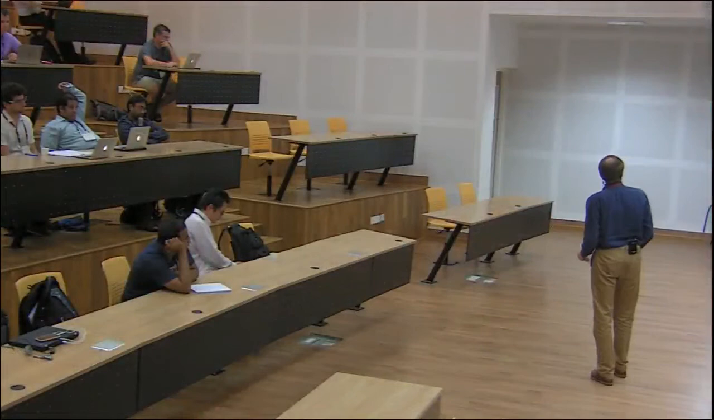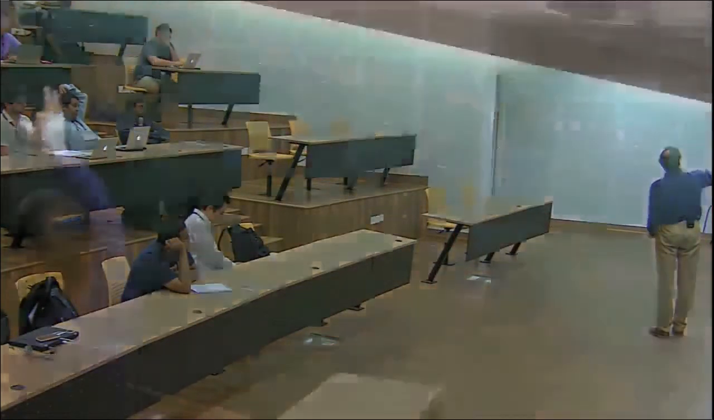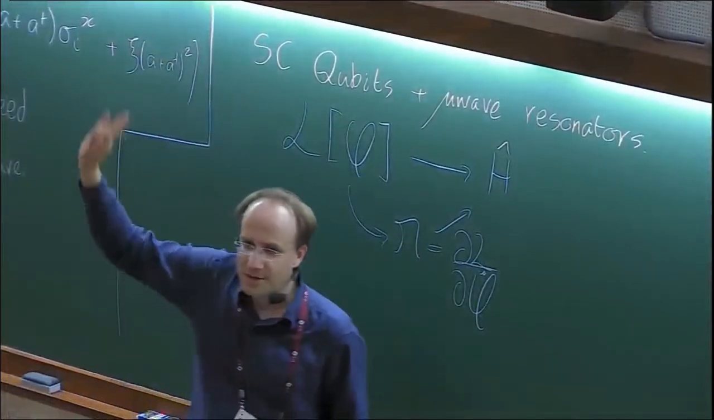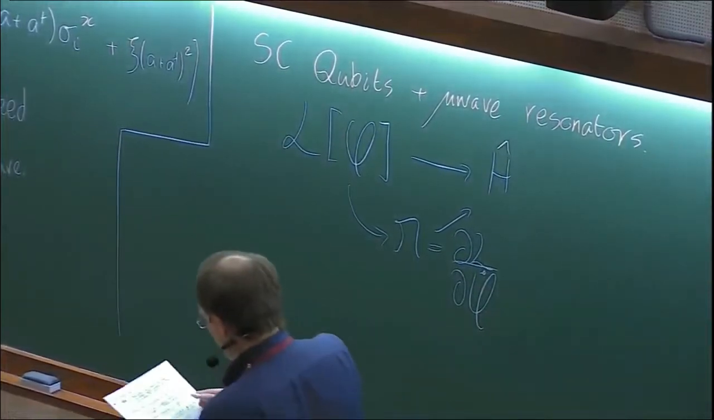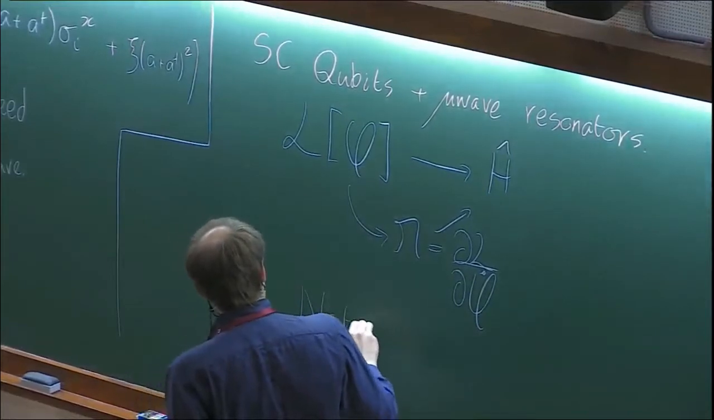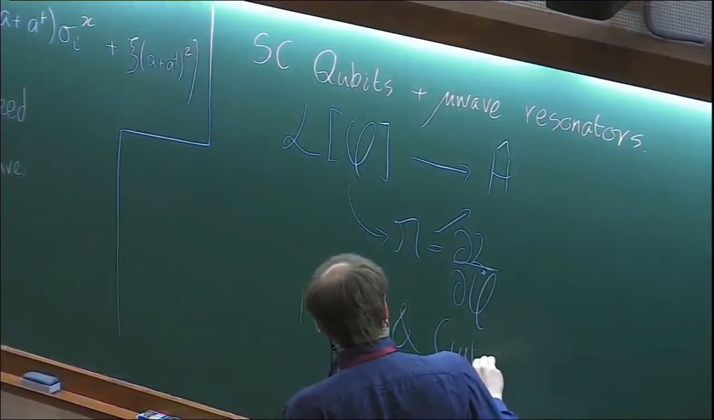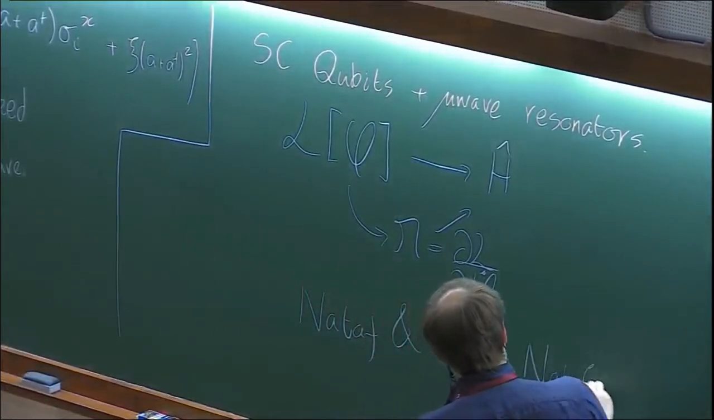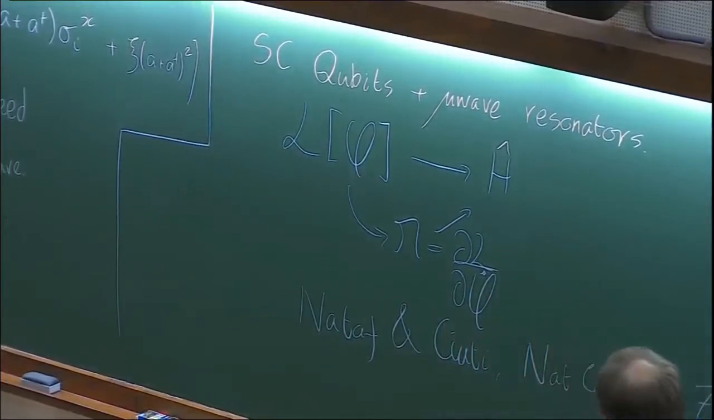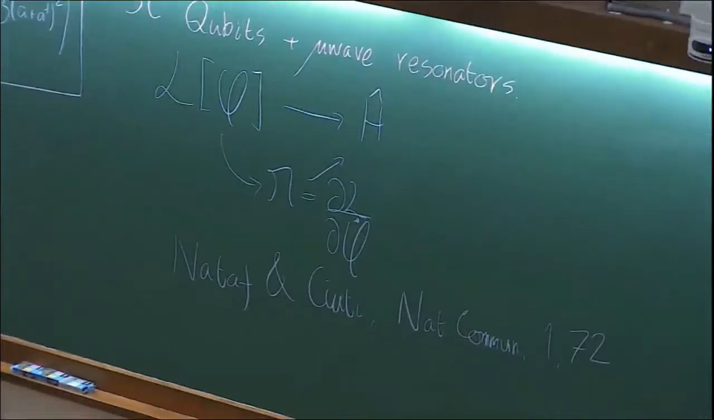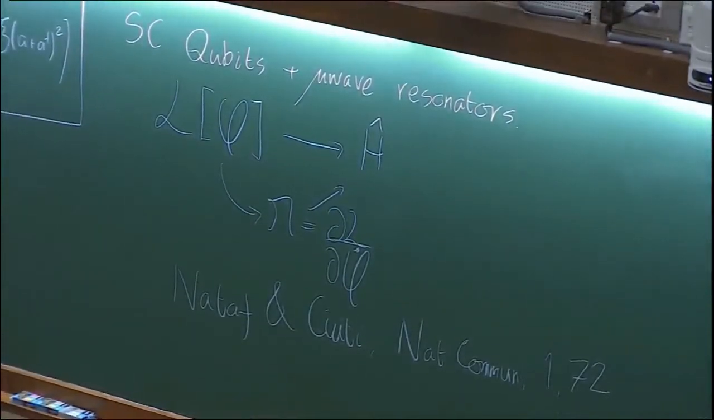And by doing that, they find a Hamiltonian which looks like the Dicke model, but either have no A squared term or have an A squared term with an arbitrary coefficient. And so the particular reference that started discussing this is by Nataf and Ciuti, and appeared in Nature Communications, volume 1, page 72, and said basically this idea that if you write down the effective Lagrangian describing various electromagnetic circuits, you find these versions of the Dicke model, but without an A squared term, or in some cases, with an A squared term at a different strength.